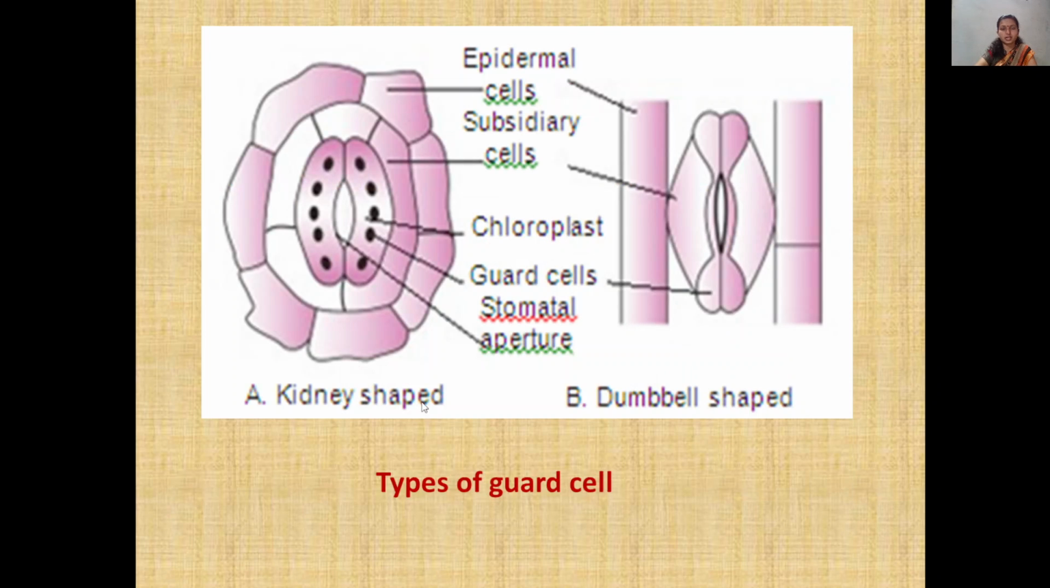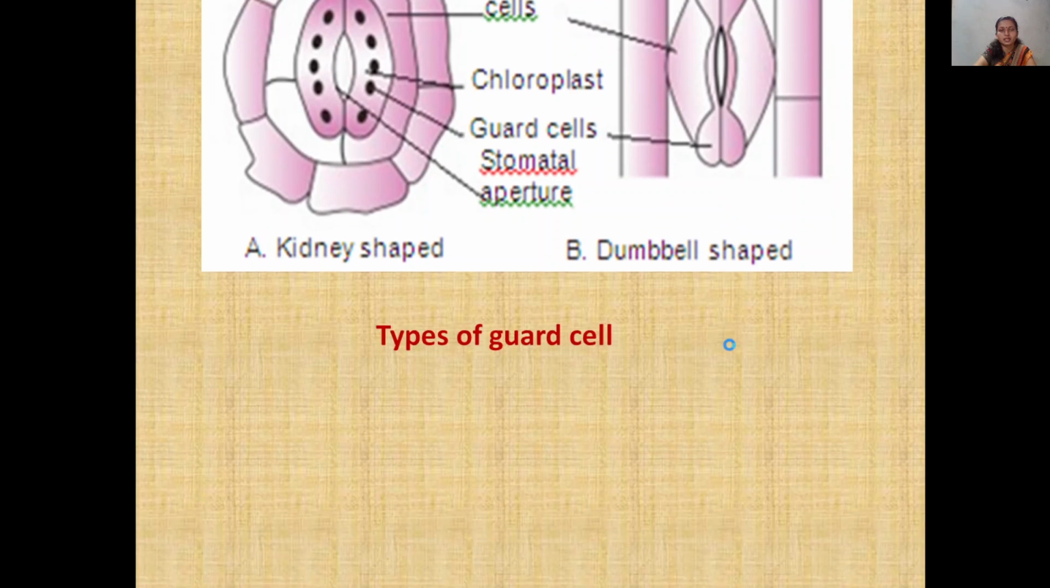Second, it is another diagram, means types of guard cells. First, it is the kidney-shaped guard cells which are present in dicotyledonous plants, and here it is the dumbbell-shaped guard cells which are present in monocotyledonous plants. Okay. Next slide.